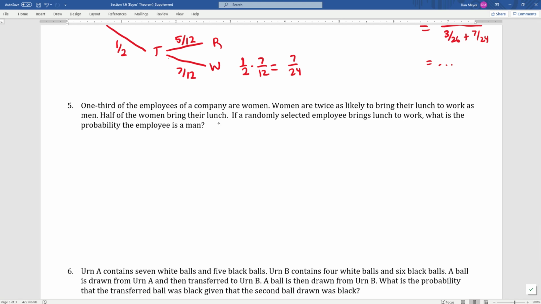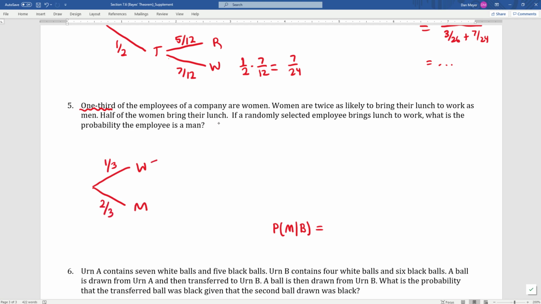All right, so that last question there, I'll write it down here at the bottom, because that's what we're going to do right at the very end. What is the probability that our employee is a man given that they bring their lunch to work? Now, when they told us that 1/3 of the employees of a company are women, that's basically the probability that a randomly selected employee will be a woman. So we're given the probabilities of men and women here. The probability of our randomly selected employee being a woman is 1/3, and that they're a man is 2/3.